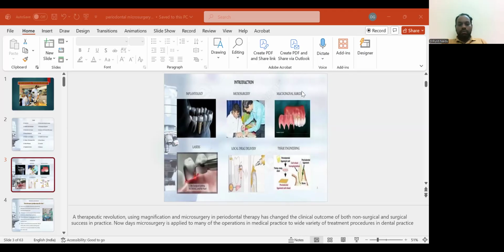Today we are going to talk about periodontal microsurgery. So what exactly is periodontal microsurgery and why is it coming into practice? Basically, periodontal microsurgery is a therapeutic revolution using magnification and microsurgery in periodontal therapy, which has changed the clinical outcome of both non-surgical and surgical success in practice. Nowadays, microsurgery is applied to many operations in medical practice and to a wide variety of treatment procedures in dental practice.